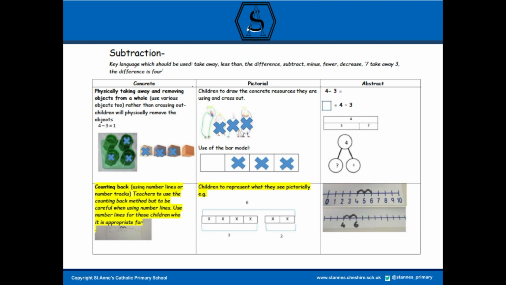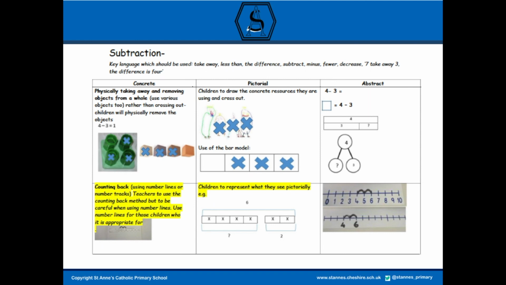The very first learning objective that children will do is physically taking away and removing objects from a whole. They start with a whole, and as you can see here, the Numicon piece is 4. So it's 4 take away 3. The children have 4, they remove 3, so they have 1 left.